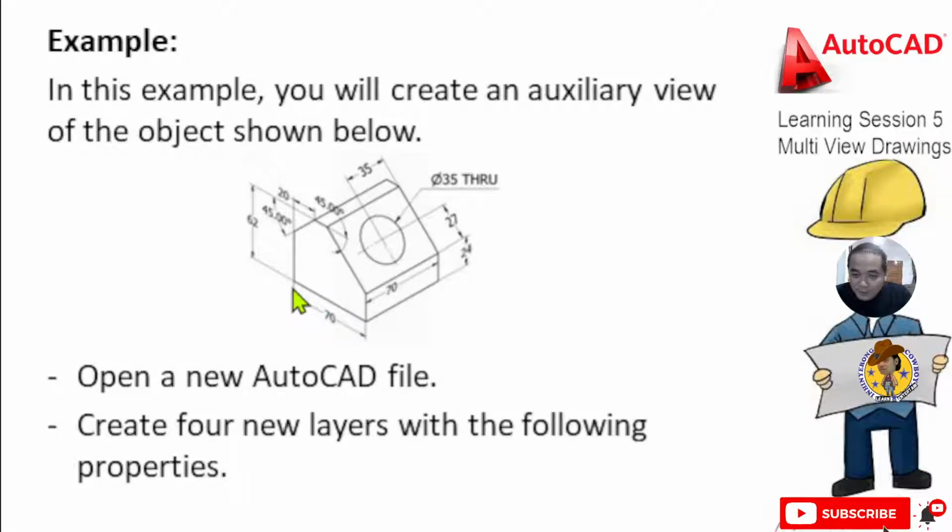If you can observe, we have the shape here. Then for this one, we have a circle, a 35 degrees circle. This is the length we need. Now we need to open a new AutoCAD file.